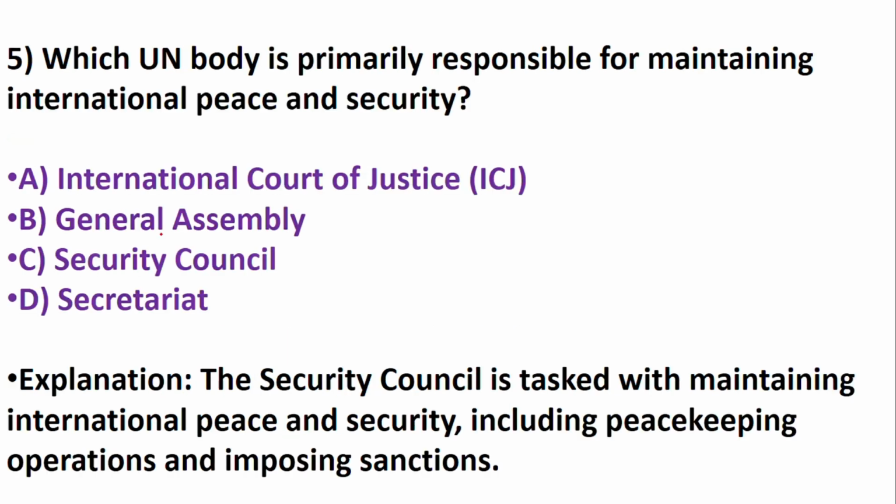Which UN body is primarily responsible for maintaining international peace and security? What is the branch agency of the United Nations to deal with these great aims and achieve this great objective? It is the Security Council. The Security Council is tasked with maintaining international peace and security, including peacekeeping operations and imposing sanctions.